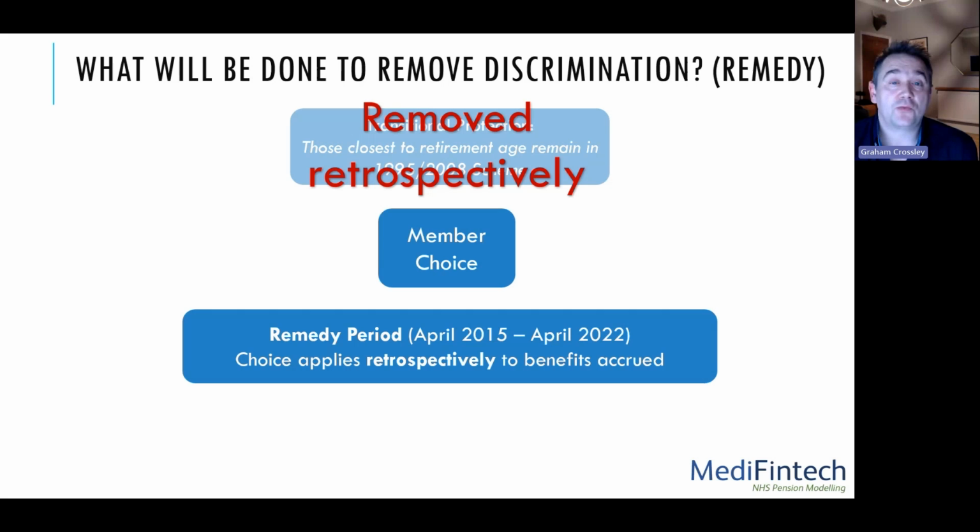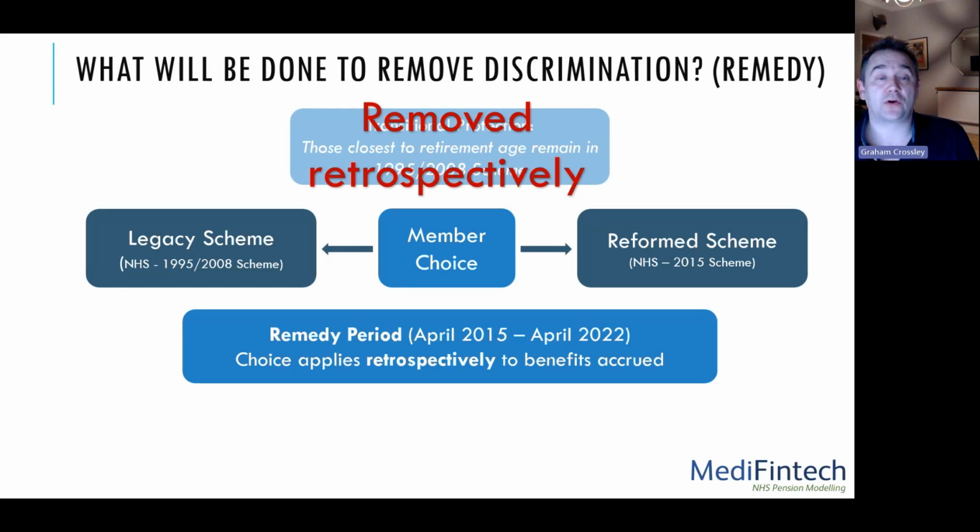Now, your choice will apply retrospectively to the benefits that you built up during that period of time, and you will get to decide whether or not you want those benefits to be in the legacy scheme, so the 1995 or 2008 scheme, or the reform scheme, so that's the 2015 scheme. So now that you're looking at deciding your pension choice to revocation, this is important because not only will you be deciding between the legacy scheme or the reform scheme, you're now deciding which of those legacy schemes that you actually want to put those benefits into.